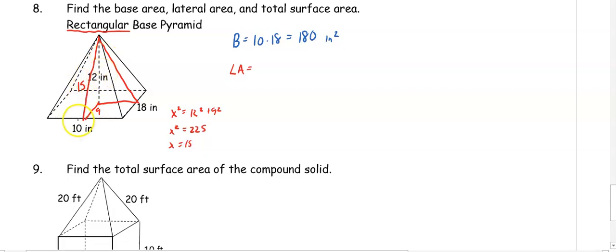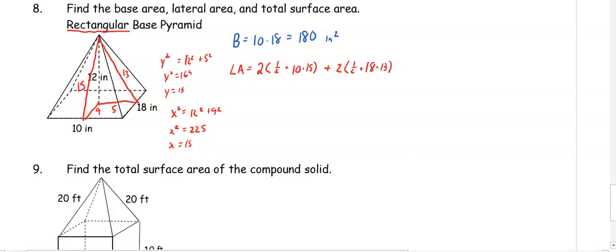So we have 2 faces, the triangles in the front and back are going to be 2 times the 1/2 times 10 times 15. So we're just finding the area of the triangle separately instead of doing the lateral area formula because of our rectangular base. Plus, we have 2 other triangles that if we split this side in half is 5. We have y squared equals 12 squared plus 5 squared. Y squared equals 169. Y is 13. So this slant height is 13. So we have 2 times 1/2 times 18 times 13.